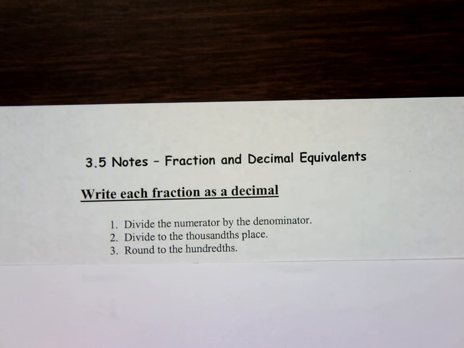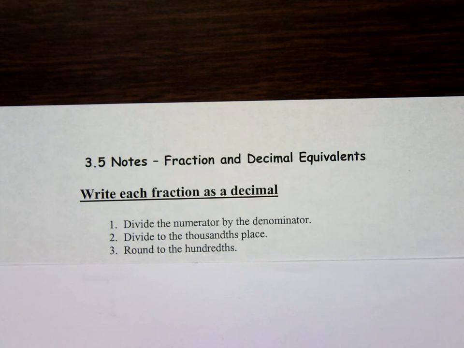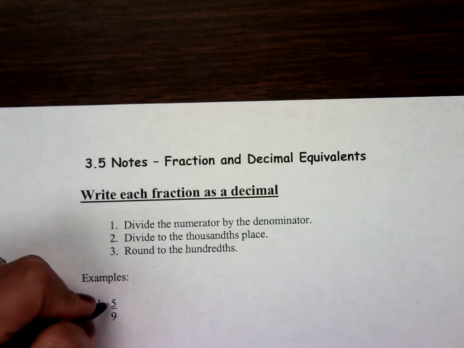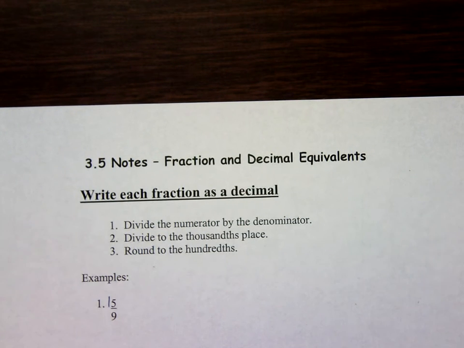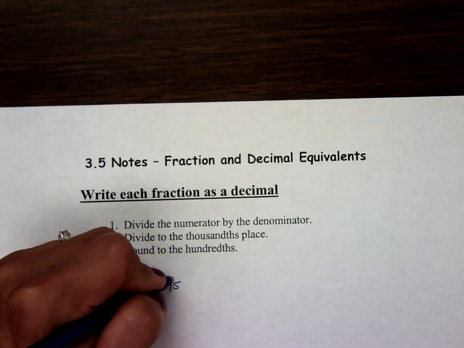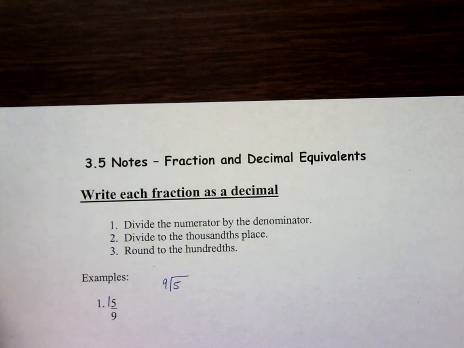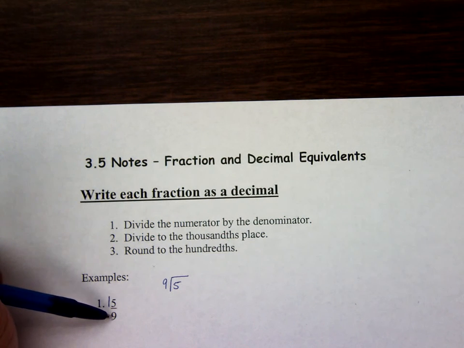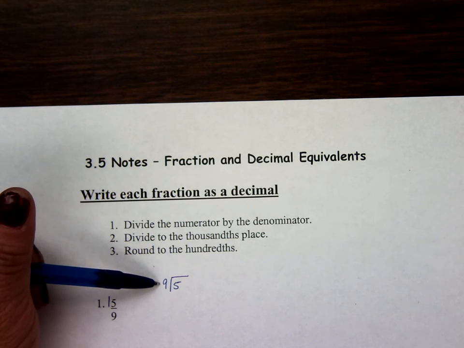Go ahead and push pause, and then when you're ready, push play to see how to do this. So here's your first example, 5/9. I had already shown you how to know what is inside the box and what is on the outside. So you're going to divide 5 inside and 9 outside. Here's a common mistake that a lot of students make, thinking that just because the 9 is bigger, it's going to go inside and the 5 is on the outside.